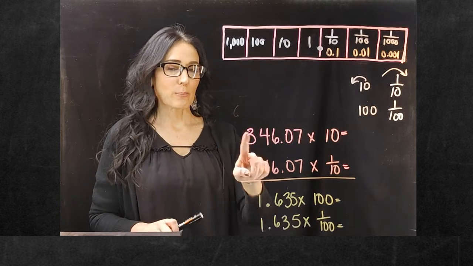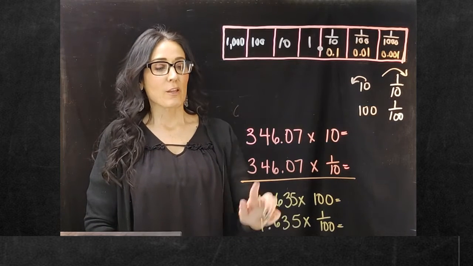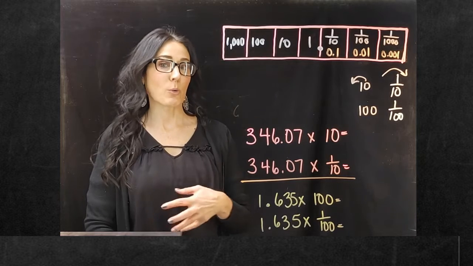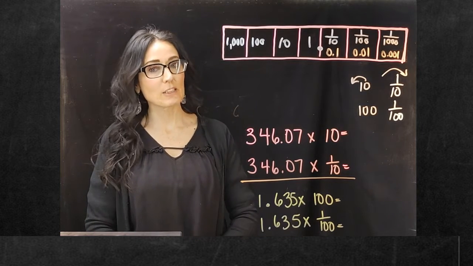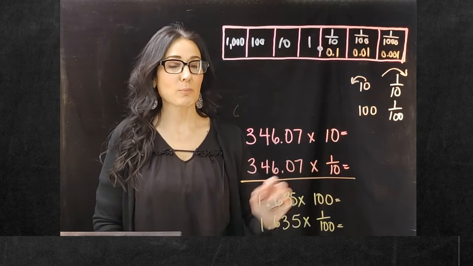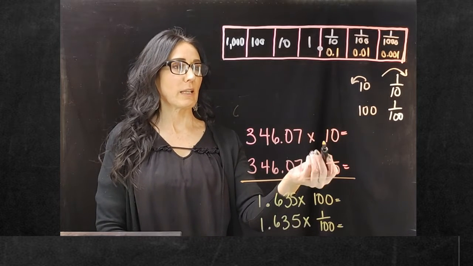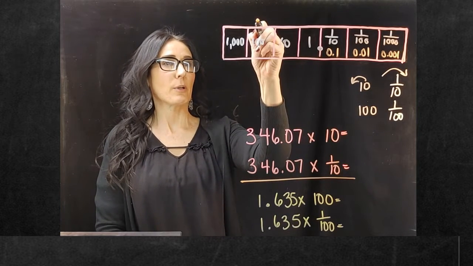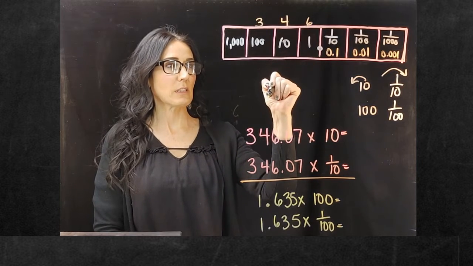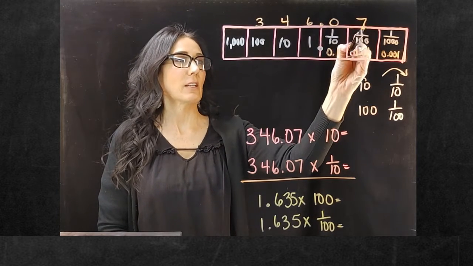So let's go ahead and take a look at our numbers here. We have 346 and 7 hundredths times 10, and 346 and 7 hundredths times 1/10. So one of them means it's going to be getting larger, and one of them means it's going to be getting smaller. When we multiply by 10, the number gets larger. When we multiply by a fraction, the number gets smaller. So let's go ahead and take a look. We're going to write this number up here. We have 300, so I'm going to put 300 in our 100s spot, 40 in our 10s spot, 6 in our 1s spot. We have 0 tenths, and we have 7 hundredths.